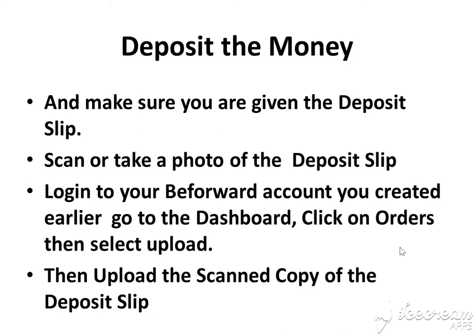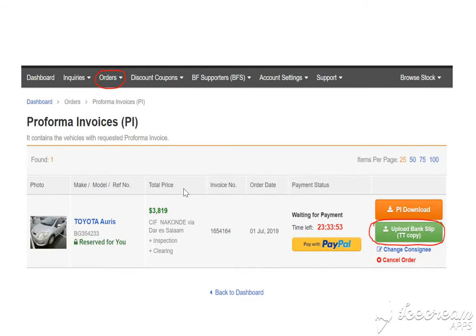Make a scan or take a photo of the deposit slip. And then log into your B-Forward account you created earlier and go to the dashboard. And then on the dashboard, click on orders, then select upload. Then upload the scanned copy of the deposit slip. So this is how you do it. So you log in, you go to the orders, and then on the orders, it will show you the order you have made. And then it will even tell you upload a bank slip. So when you click on this button, you'll be given a provision to upload that bank slip. So upload the scanned bank slip and then send it.